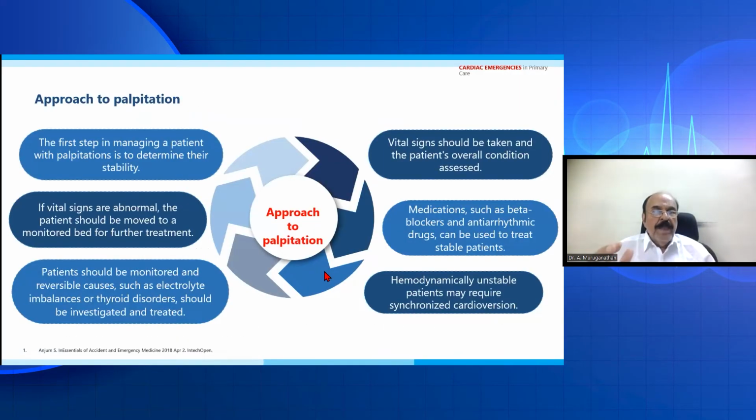How do you approach palpitation? Please determine the stability. If vital signs are abnormal, the patient should be moved immediately to a monitored bed for further management. The patient should be monitored, and reversible causes such as electrolyte imbalance and thyroid disorder should be investigated and treated. Vital signs should be taken and the patient's overall condition assessed. Medications such as beta blockers and antiarrhythmic drugs can be used to treat stable patients. A hemodynamically unstable patient may require synchronized cardioversion.